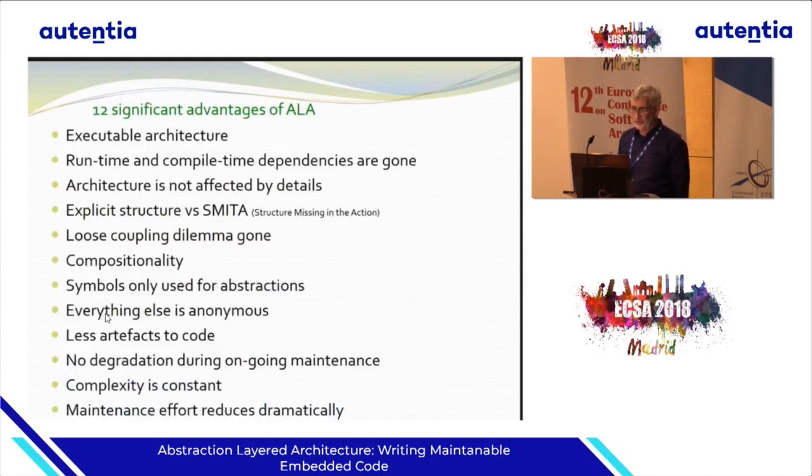There are a lot of significant advantages of doing it this way. The architecture, the output from that first 2 weeks, was directly executable. So one source of truth, that eliminates a whole source of problems that we've even been talking about, models and documentation and so on. Your architecture itself was executable. Runtime and compile time dependencies are gone. You don't have to manage them anymore.